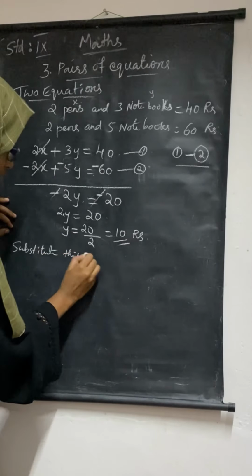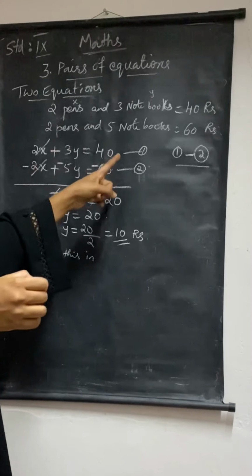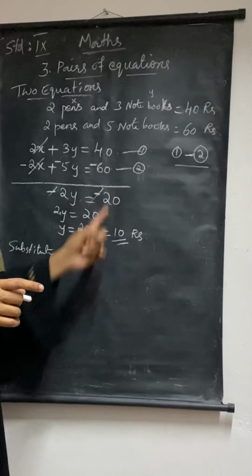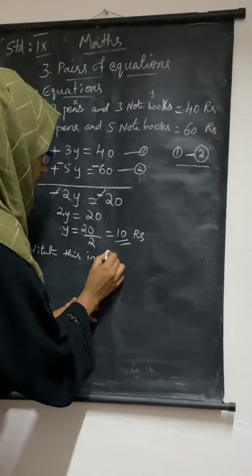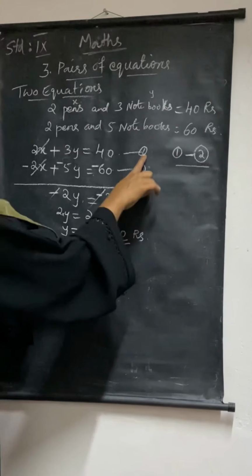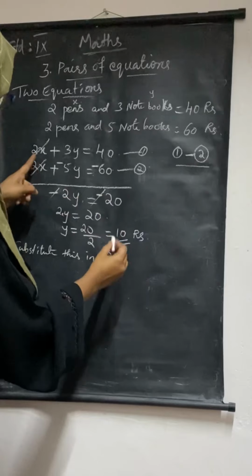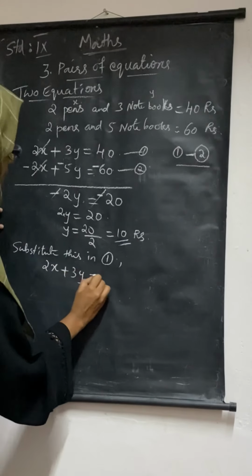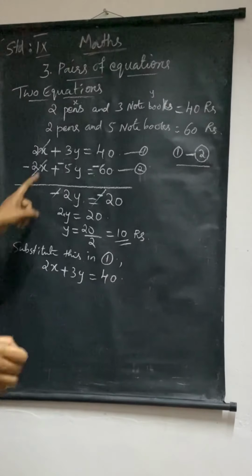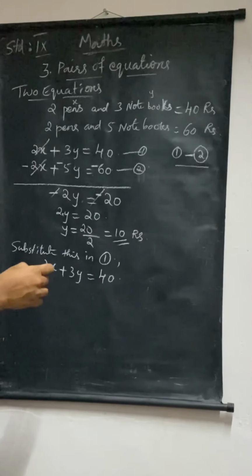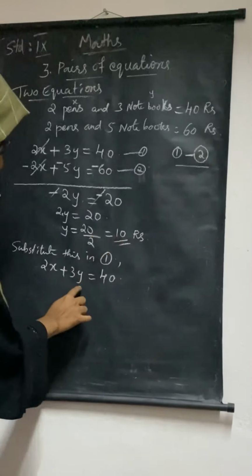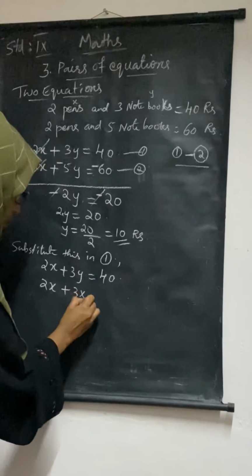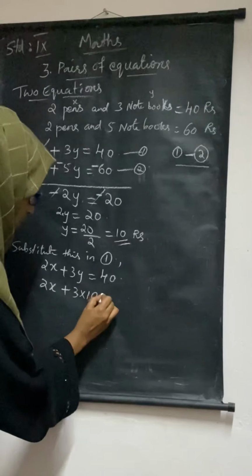this in any of the equations, 1 or 2, that is your wish. Substitute this in any of the equations. If I put it in equation 1, what is equation 1? I have to write 2x plus 3y is equal to 40. This equation you have to write first. Then this y value, you have to substitute here. So 2x, x I don't know, plus 3 into, what is the y value? 10, is equal to 40.